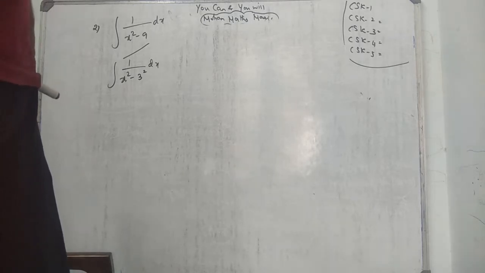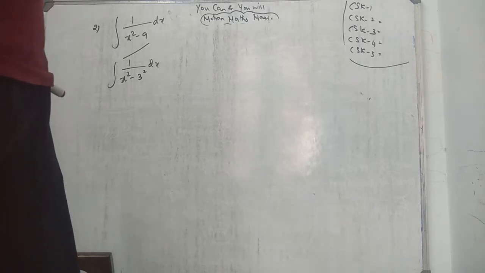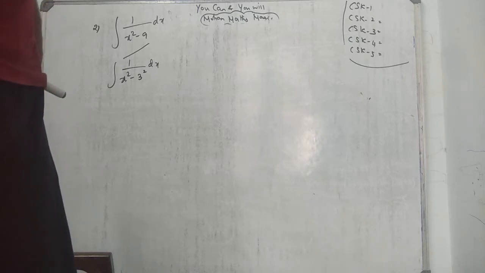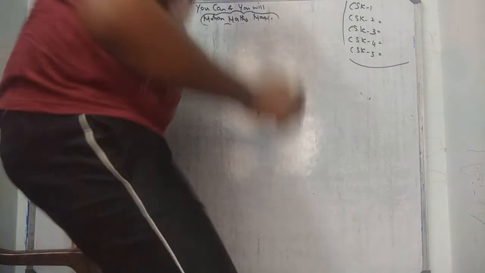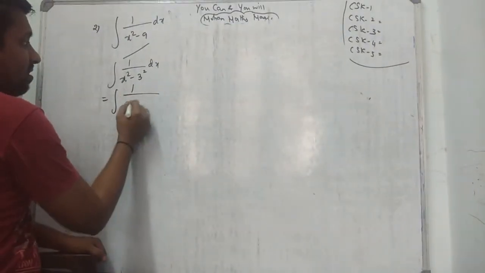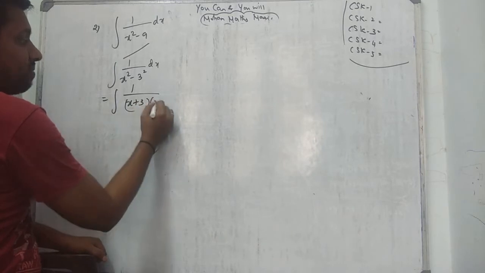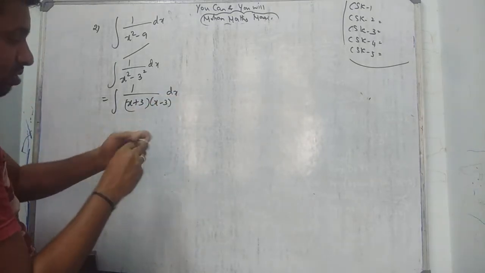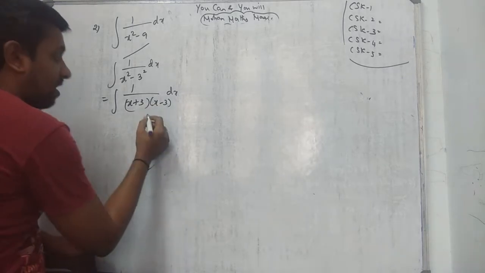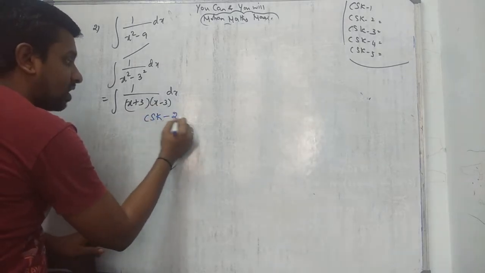But this is a partial fraction chapter, so I am doing it by partial fractions. You can go by that method also. Smart work. Kindly do the smart work. 1 upon x square minus 9, so x square minus 3 square. So 8th standard formula: x plus 3 into x minus 3 dx. Denominator has 2 brackets, so as I told you, it is CSK2.